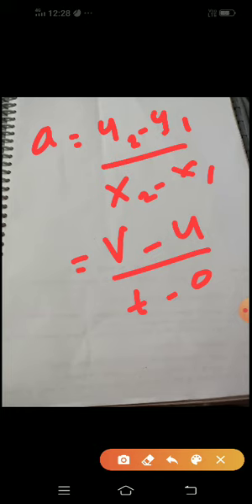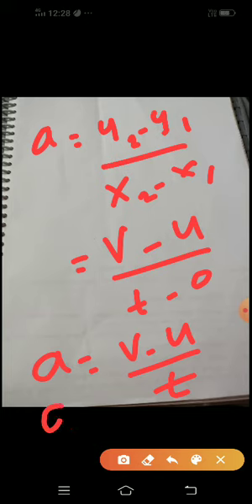A is equal to... Your formula for acceleration, a is equal to (y2 minus y1) divided by (x2 minus x1). Therefore, (v minus u) divided by (t minus 0). a is equal to (v minus u) divided by t. You bring this t to this side, so it becomes at is equal to v minus u. So you bring this u to this side, you will get v is equal to u plus at. So that is the expression which is given in your derivation part.